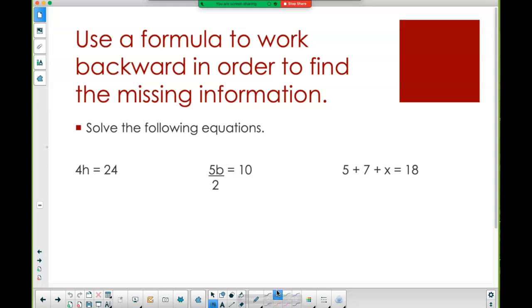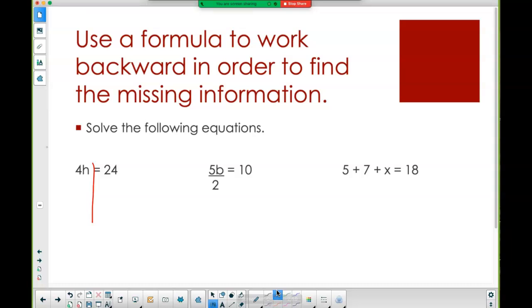4h equals 24. If I'm going to solve that, what's the first thing I need to do? You guys remember when we're solving equations, what's the first thing I've told you you have to do? Before we do any math, what do we do? Nobody remembers? Draw a line by the equal sign? Oh, look how quickly it comes back to you. So draw a line by the equal sign.